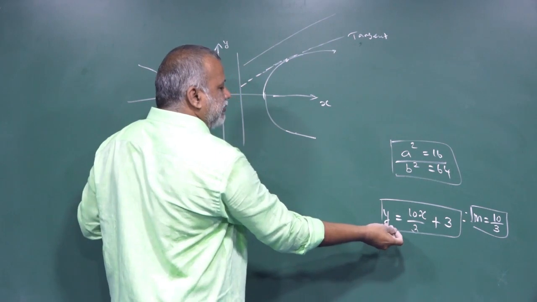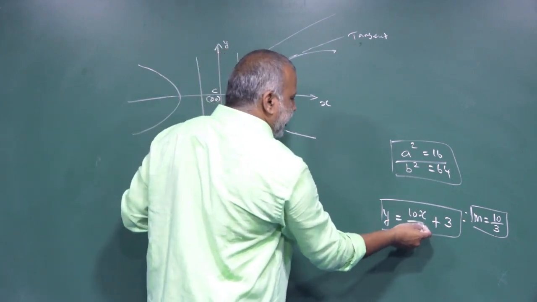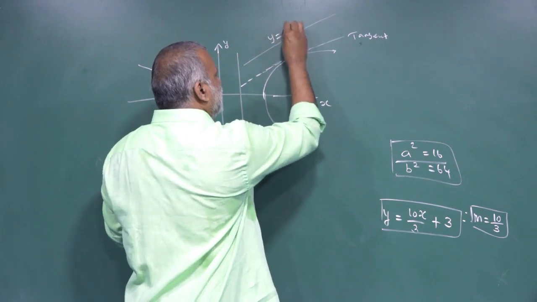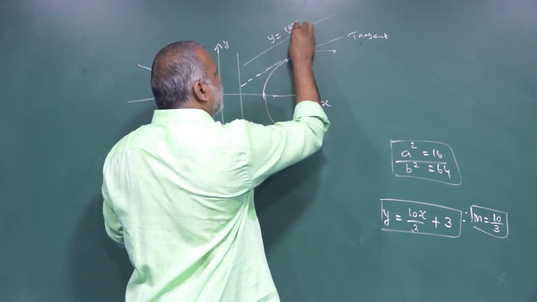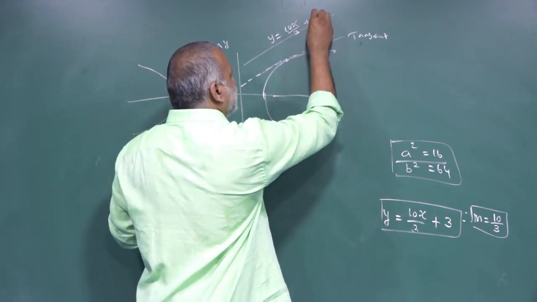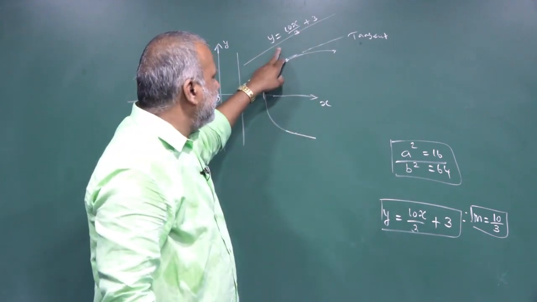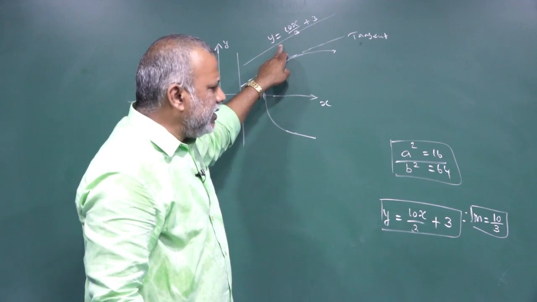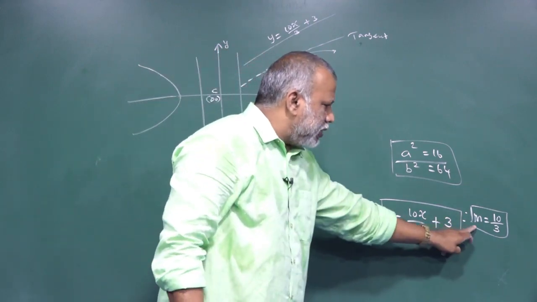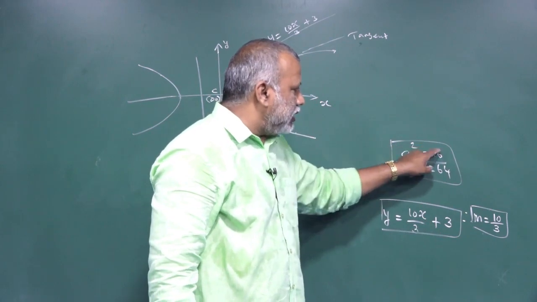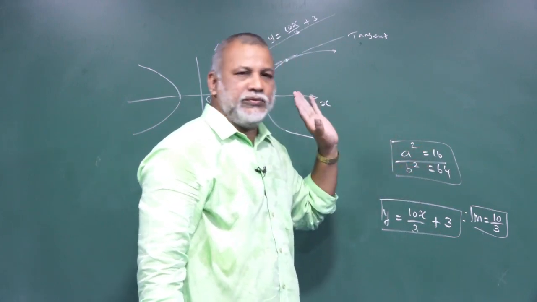So the given line is in the form of y equal to 10x by 3 plus 3. Consider this is the equation of the given line. Then from this given line, we are able to find out the slope m equal to 10 by 3. Then a squared equal to 16, b squared equal to 64.